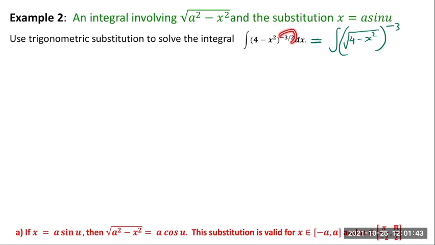That's what this power tells you. The power is minus 3 over 2, that is, the square root of 4 minus x squared, to the power minus 3. You have dx, of course, here. That's what you have.